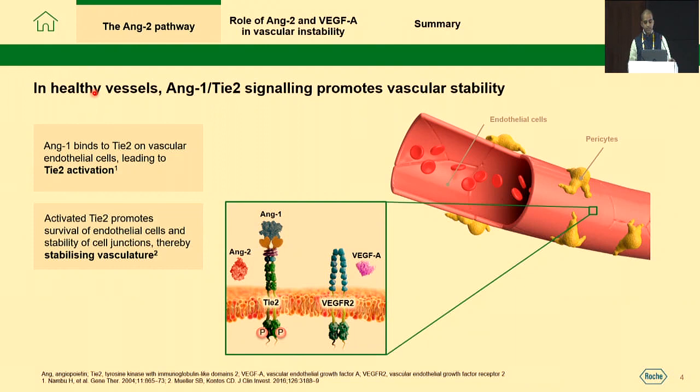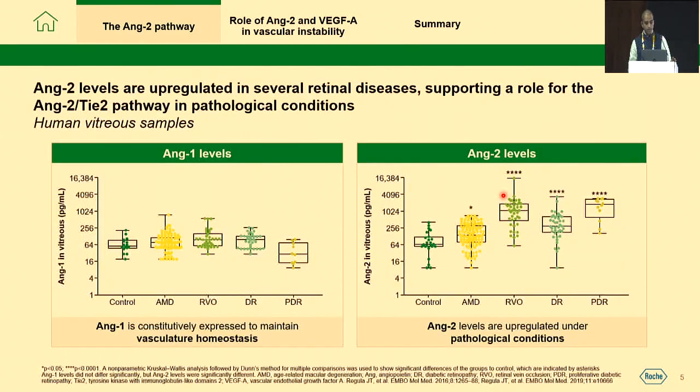So in healthy vessels, angiopoietin 1 and tyrosine kinase signaling promotes the vascular stability. You can see the intact endothelial cells, pericytes. But when there are conditions like retinal vascular diseases, AMDs, RVOs, diabetes, there will be an imbalance between angiopoietin 1 and 2, which we call an angiogenic switch.